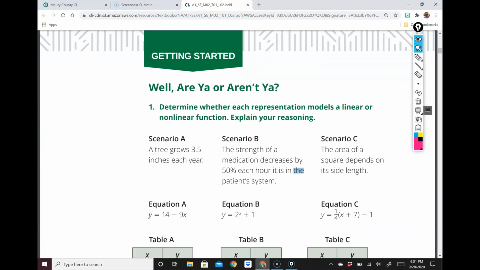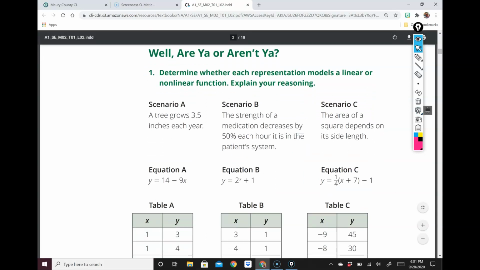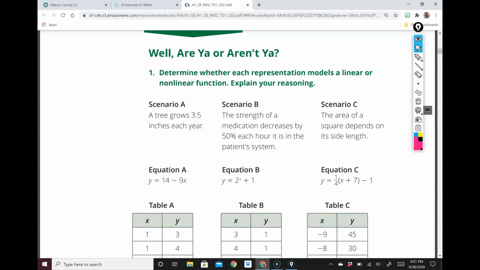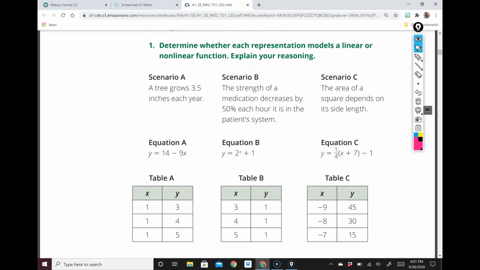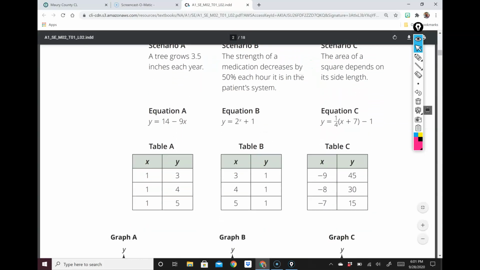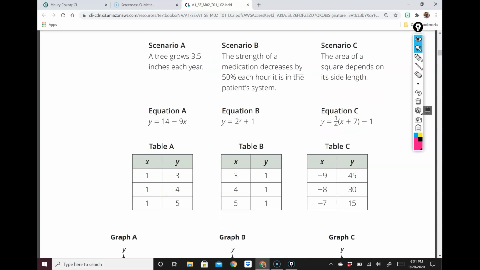Determine whether each representation models a linear or nonlinear function. Explain your reasoning. All right, so we've got 3 scenarios, 3 equations, and 3 tables. And we're going to look at each one of them to determine whether they are linear. And we also have 3 graphs.